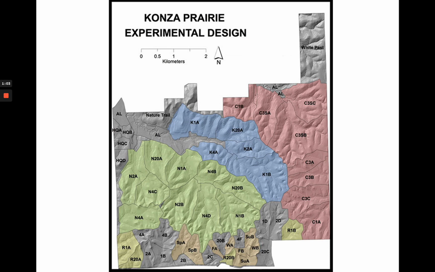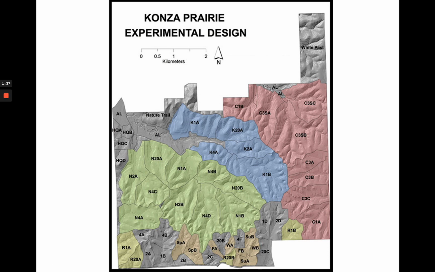And so they have, in this green section here, a bunch of watersheds that are divided up by watershed, and they have these numbers. This is 1A, 2B, 4C, and 20A. The numbers 1, 2, 4, and 20 refer to how many years they allow to pass before they burn this watershed. So the 1 watersheds, they burn every year. 2s get burned every 2 years. 4s get burned every 4 years. And 20s get burned every 20 years.